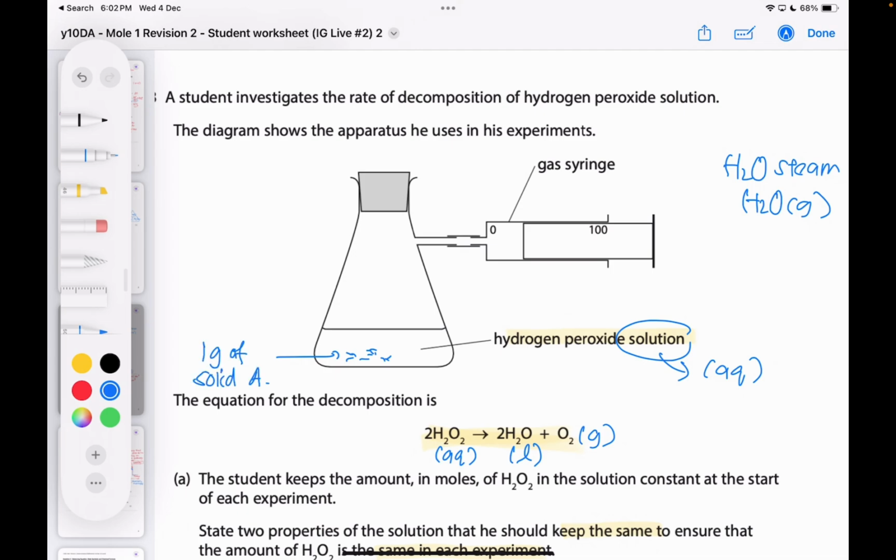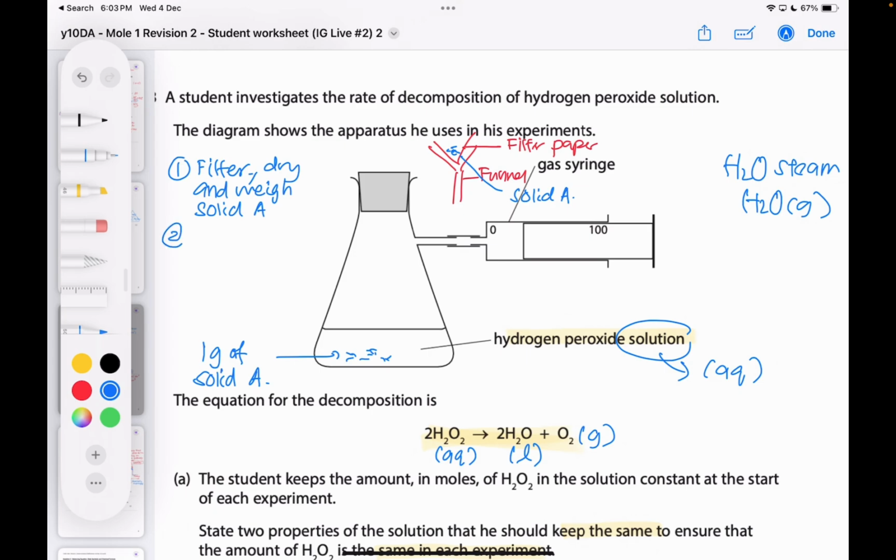So the first thing you want to do here is to filter. And if you need a quick recap of what filtration looks like, it looks like this. You've got your filter funnel and your filter paper. What you're trying to do here is capture solid A. Because it's a solid, it will remain on the filter paper. So you want to filter, dry and weigh solid A. Whatever is on the filter paper, you want to weigh out.